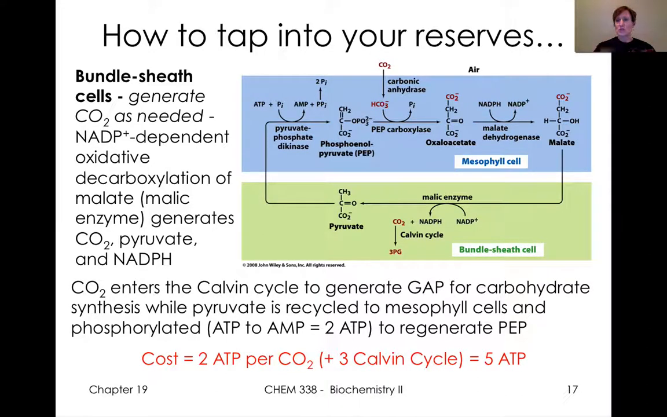As you need it, you can export this malate to the bundle sheath cells, and then there's a special enzyme that can liberate CO2 from malate. You can decarboxylate it, and then that can be used within the Calvin cycle. Remember, the Calvin cycle is only active when it's light out, but this ensures that you don't have to worry about depleted CO2 levels. And for certain plants which can't open up their stomata a lot during the day to bring in CO2, it allows them to tap into a reserve of CO2 and still undergo the Calvin cycle chemistry.